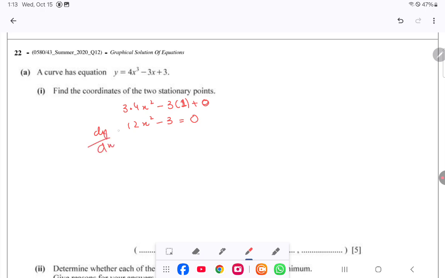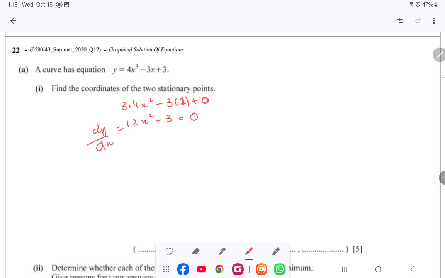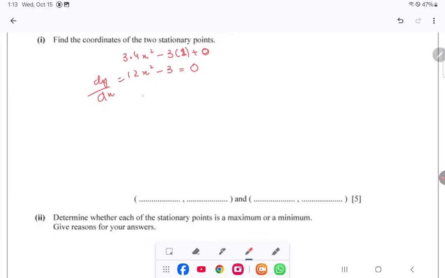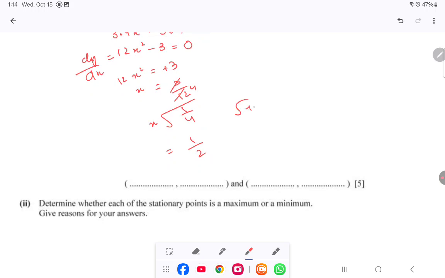dy over dx. Now what we can do is add 3 to both sides and divide both sides by 12, and taking the square root on both sides, we get 3 over 12, which is 1 over 4, and it will become 1 over 2, as the square root of 4 is 2.